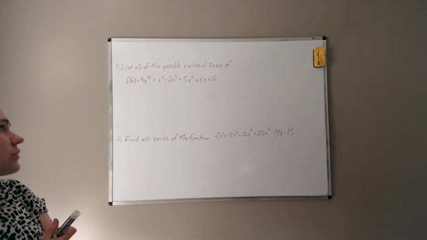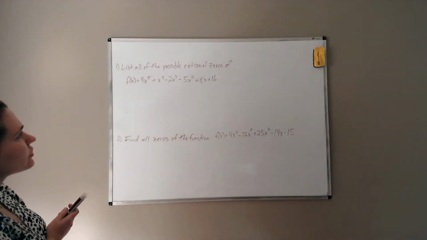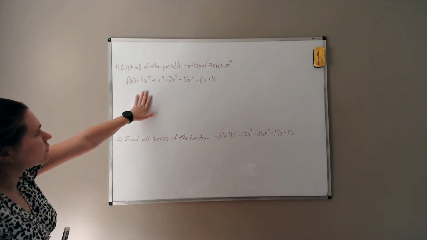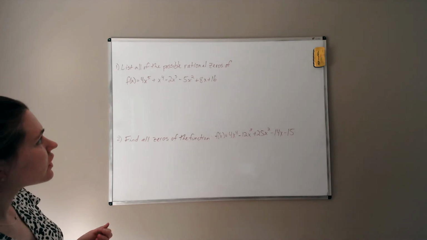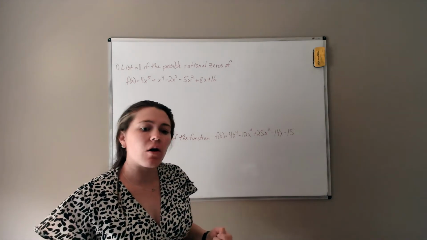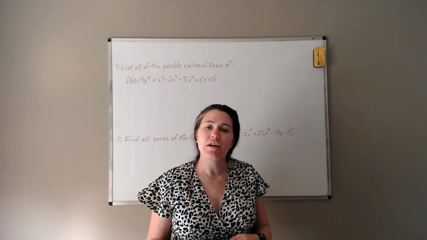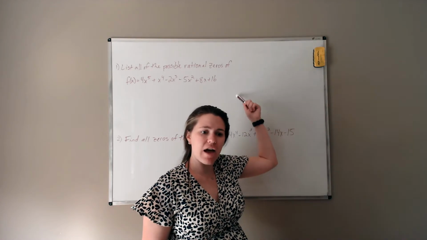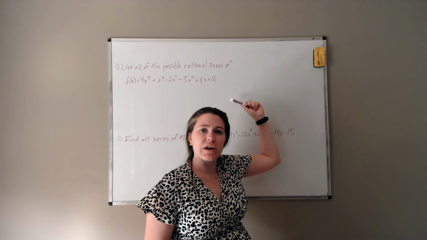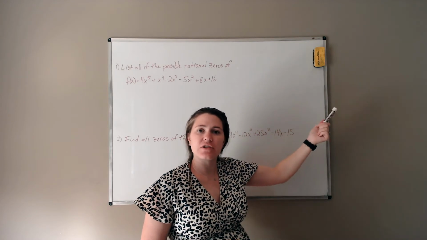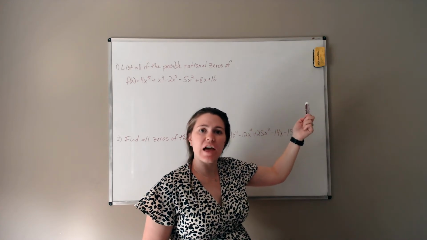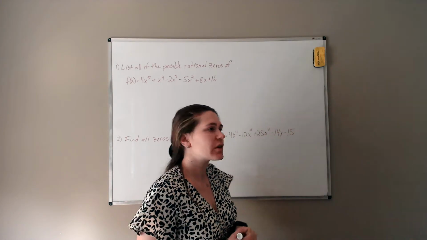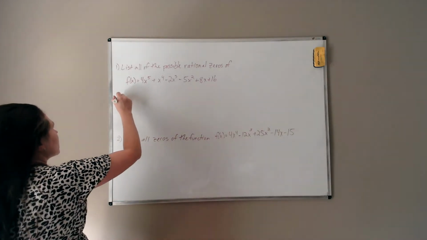So number 1 says we're going to list all of the possible rational zeros of f of x. So if you notice, f of x is a 5th degree polynomial. It has 5 total zeros. We don't know how many of them are rational, if any at all, but we can generate a list of all possible rational zeros, which means if f of x has a rational zero in it, it's going to be in this list. And what that means is that if I plug it in, it's going to give me an output that is 0. So to generate the list, we do p over q.